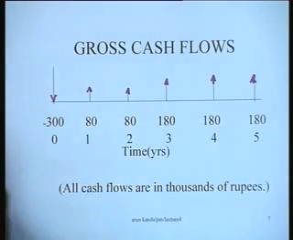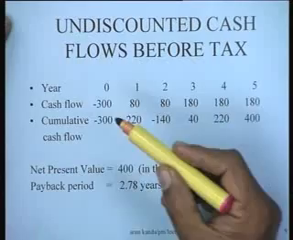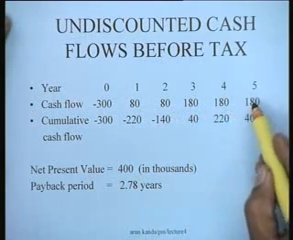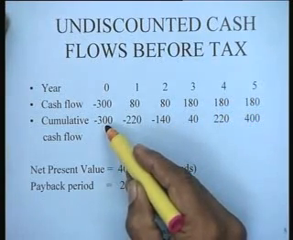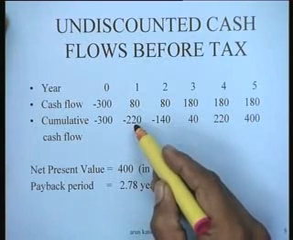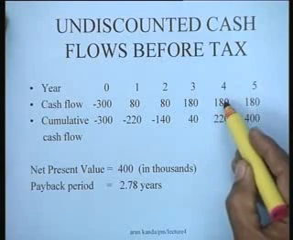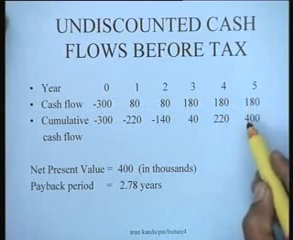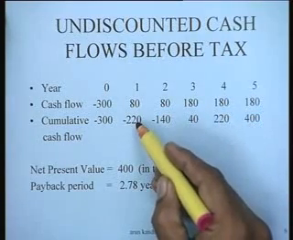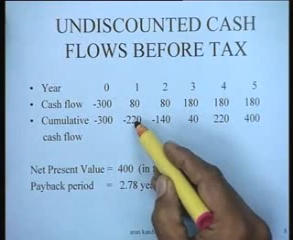Now let us compute for this the undiscounted cash flows before tax. By this we mean, if we have the cash flows of minus 300, 80, 80, 180, 180 and 180, we can construct the cumulative cash flows. That means along the time, minus 300 plus 80 is equal to minus 220, minus 220 plus 80 is equal to minus 140, minus 140 plus 180 is 40, 40 plus 180 is 220, 220 plus 180 is 400. So this is the cumulative cash flow. Now the significance of this cumulative cash flow is that by the end of the first year, for instance, you have still an unrecovered expenditure of 220,000. The negative sign shows unrecovered expenditure.